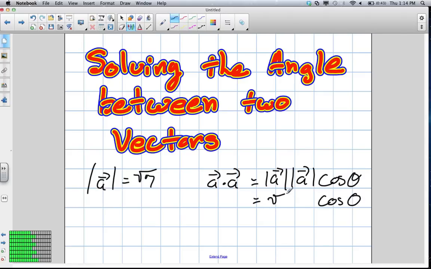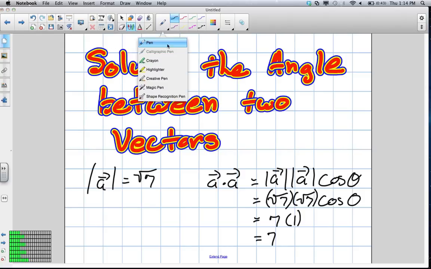The magnitude is root 7 by root 7. What's root 7 times root 7? 7. Anyone know what cos 0 is? 1. Put it in your calculators, try it out. Cos 0 is 1. 7 times 1 is 7. Okay? Just wanted to draw that in case they asked you to multiply a vector by itself.